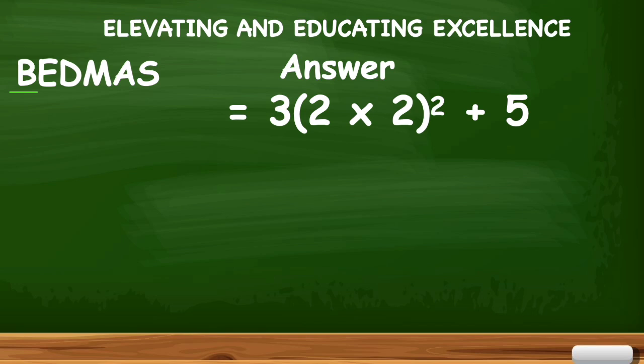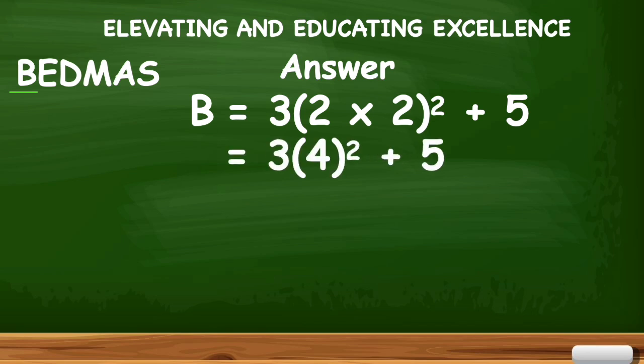First we look for the B. B stands for brackets. Do we have brackets? We do: the brackets of 2 times 2. So we do the brackets first. 2 times 2 equals 4.